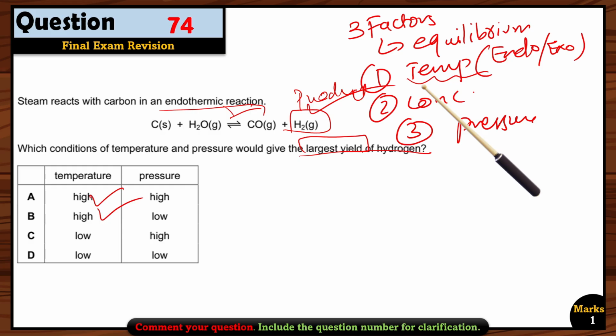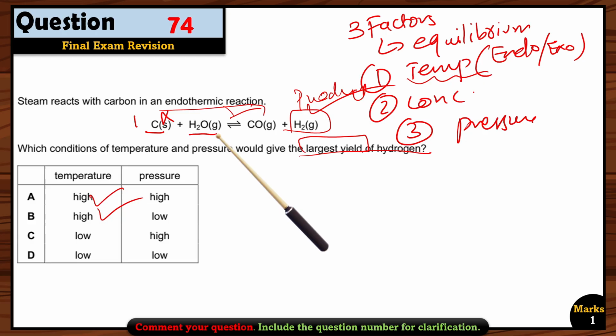So the thing you have to look for with pressure is the number of moles of gas present on the reactant side or on the product side. If you look here, we have just 1 mole of solid carbon, right? So it means it's not a gas. You cannot use pressure for this one.